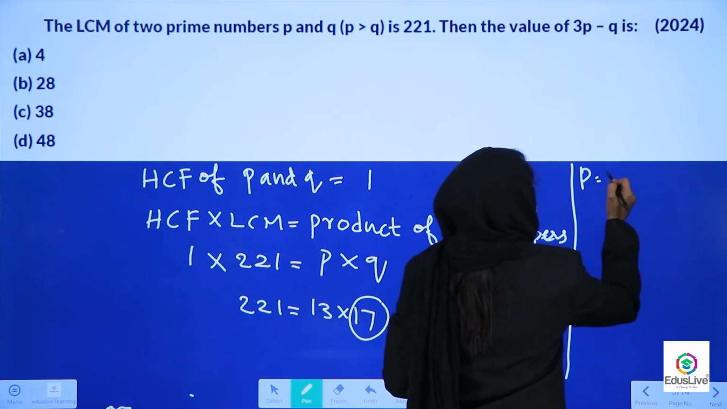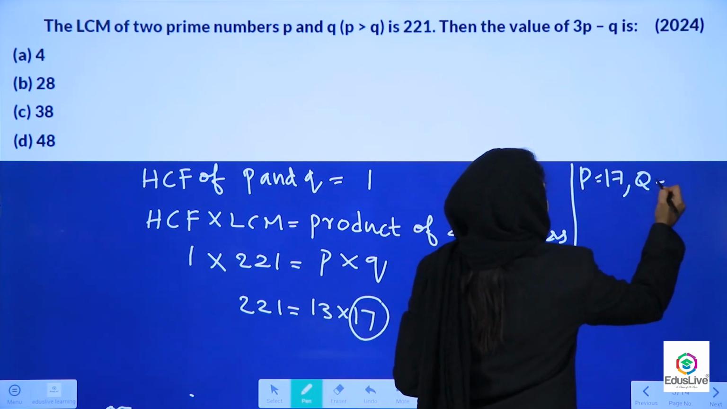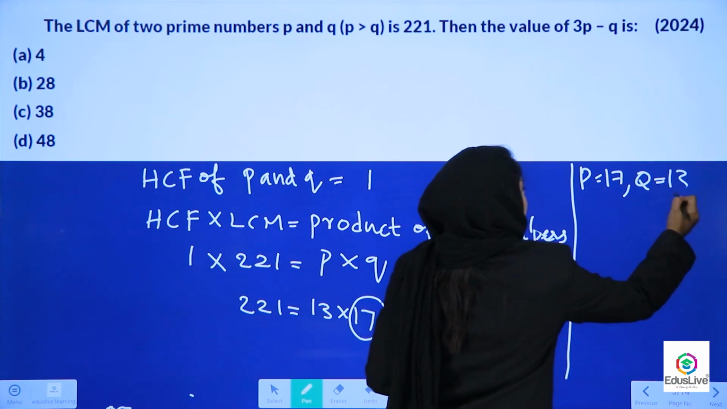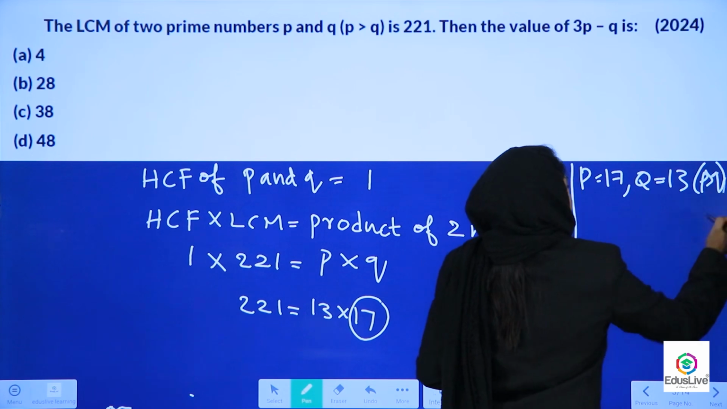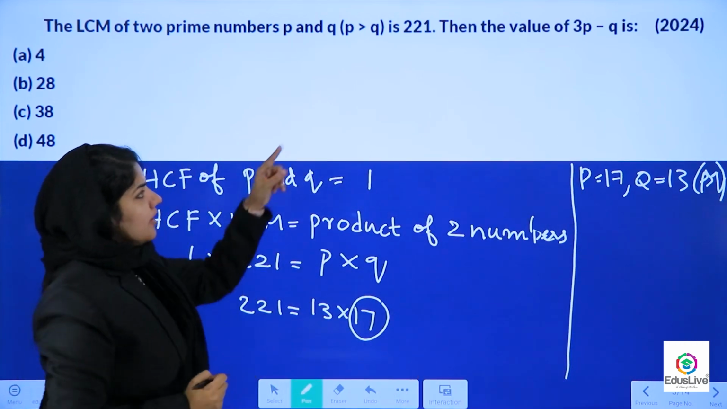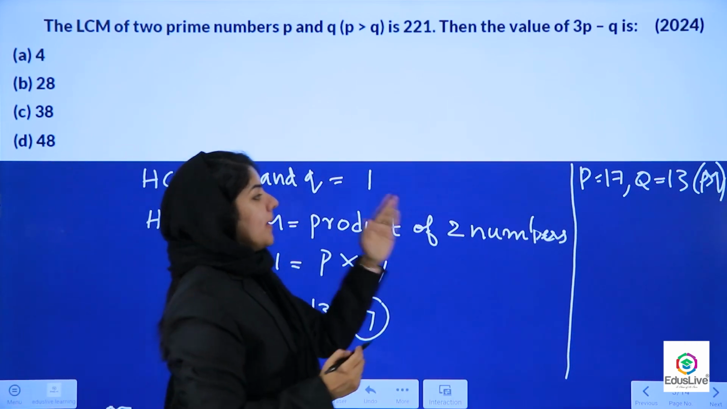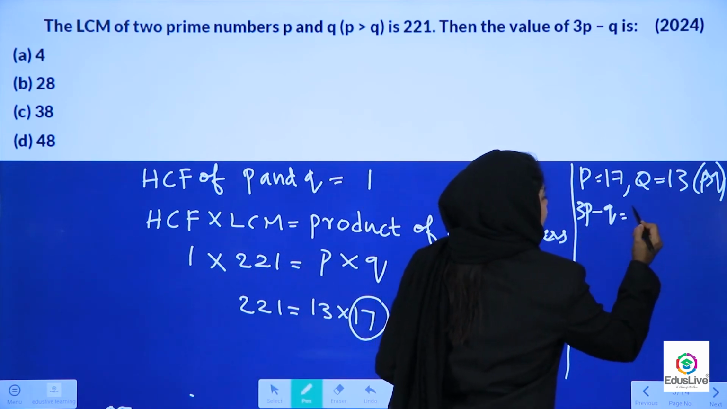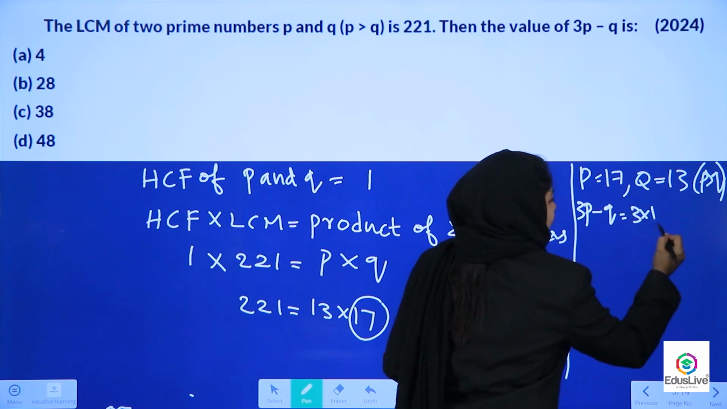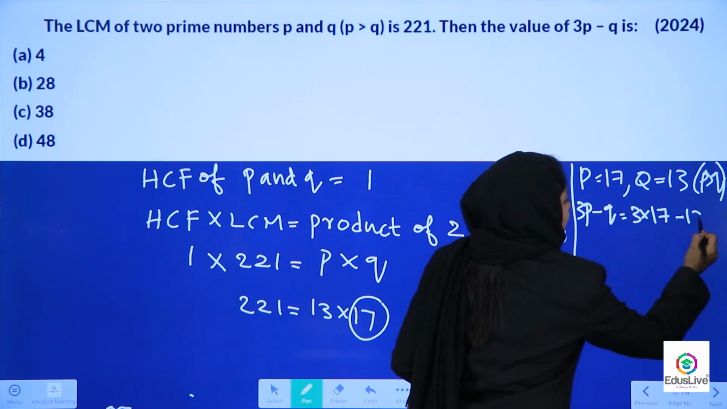So P is equal to 17 and we can take Q value as 13 because the condition is given. P is greater than Q. That's a condition given in the question. Now we have to find the value of 3P minus Q. So 3P minus Q will be 3 into P is 17 minus Q is 13.